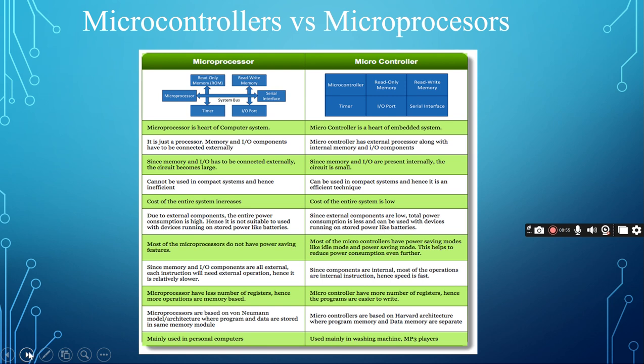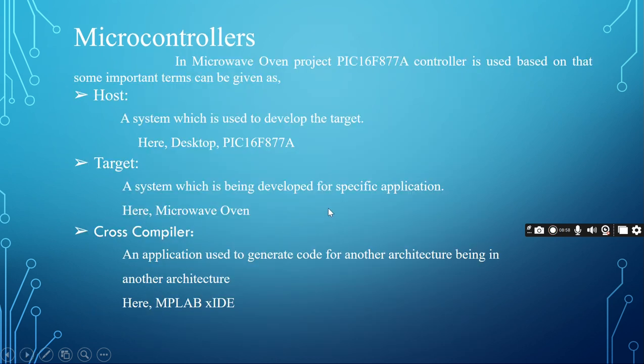And next topic: microcontrollers. In our project we are going to use the PIC16F877A microcontroller. There are some terms to know to implement our project, so let me discuss them one by one. A system which is used to develop the target is called the host. In our project, the desktop is used as the host. And a system which is being developed for a specific application is called the target. Here we use the microwave oven as our target in our project.